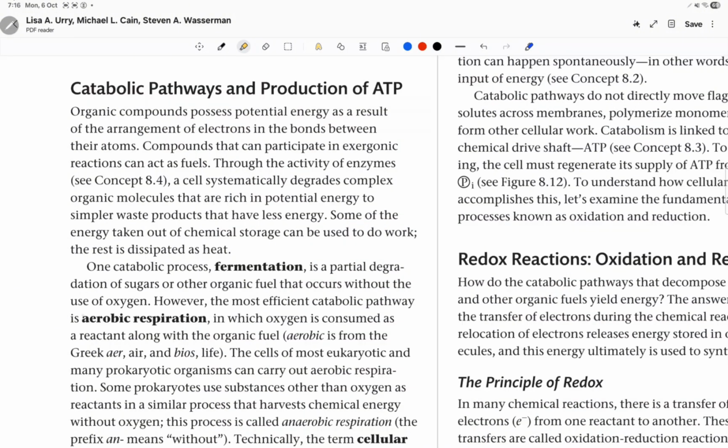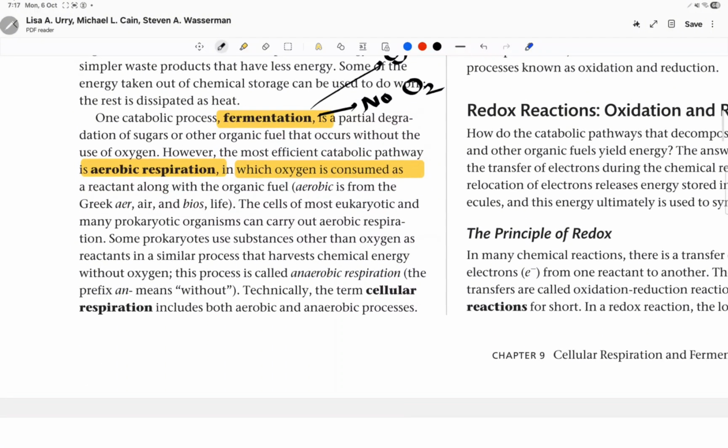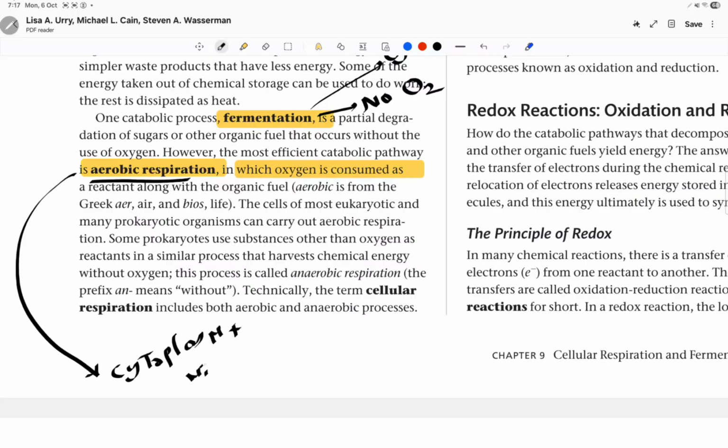Now, if we have aerobic respiration, that basically means that oxygen is going to be consumed in the process. But if it's fermentation, that basically means there is no O2. And fermentation can happen in the cytoplasm. Now, if we're discussing a eukaryote, aerobic respiration will occur in two places in a eukaryote: in the cytoplasm and also in the mitochondria.